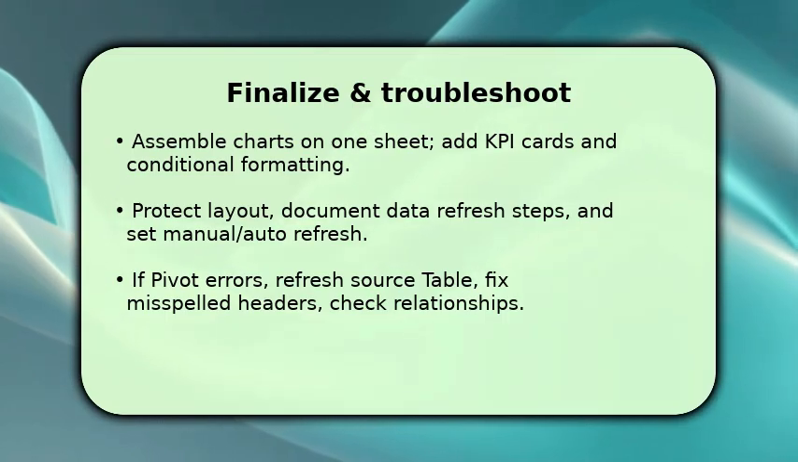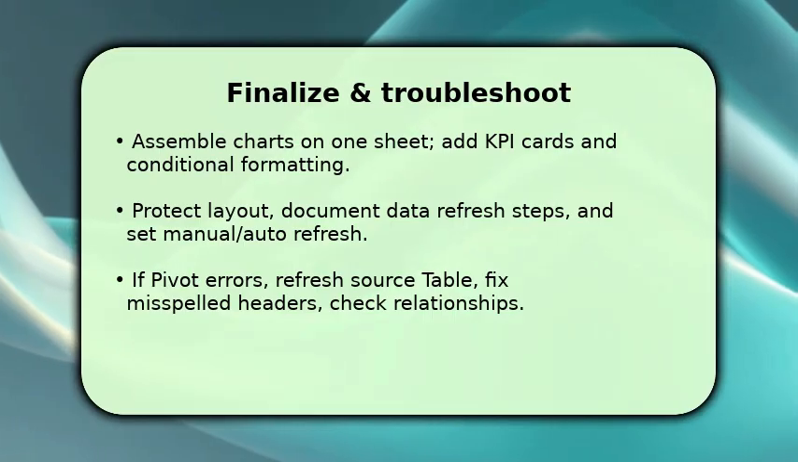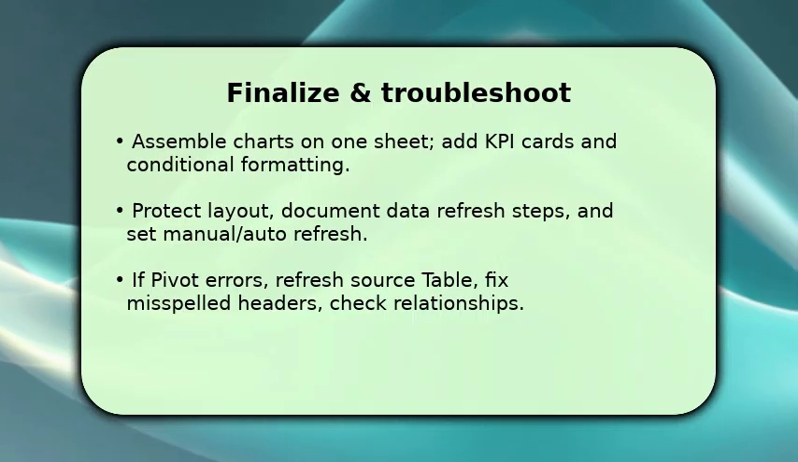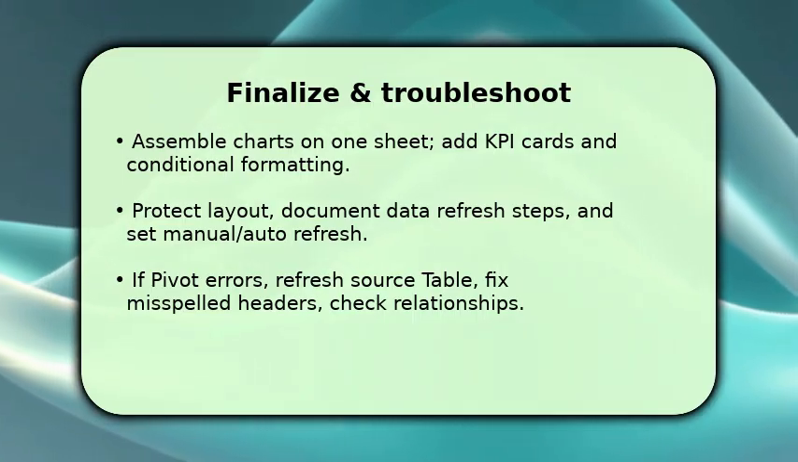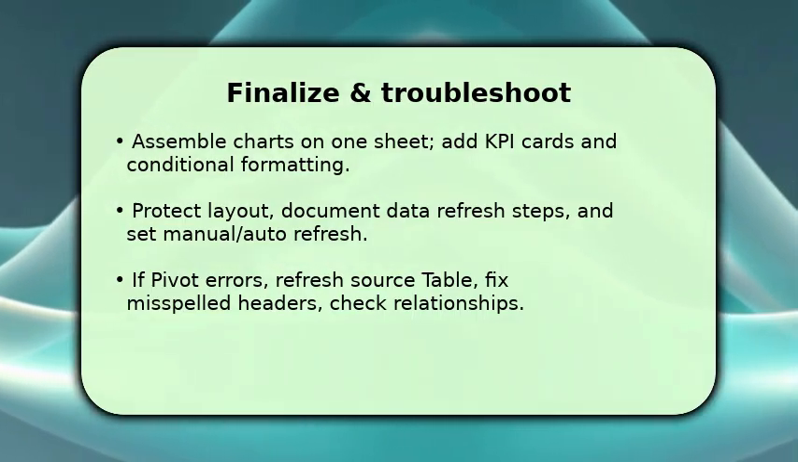Document how to refresh data and whether refresh is manual or automatic. If something goes wrong, like broken pivot relationships or blank charts, refresh the source tables first. Verify header names match, and rebuild any corrupted pivot cache to restore visuals quickly.